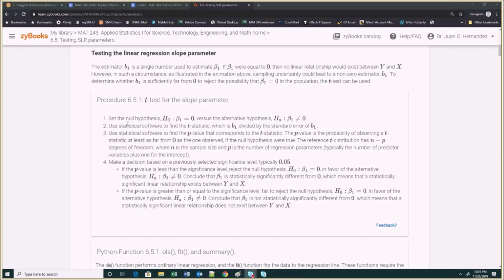The steps for the hypothesis test are going to be just like what you've seen before. The test is going to be a t-test. The null hypothesis will be that beta 1 equals 0, and the alternative hypothesis will be that beta 1 is not equal to 0. We will use Python to get our test statistic and the corresponding p-value. And once we have our p-value, we will just compare it to alpha. Alpha is generally going to be 0.05. If the p-value is less than alpha, we will reject the null hypothesis here. Otherwise, we will not reject the null hypothesis.